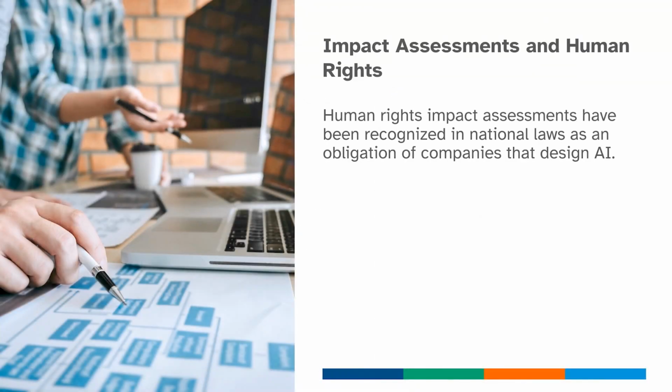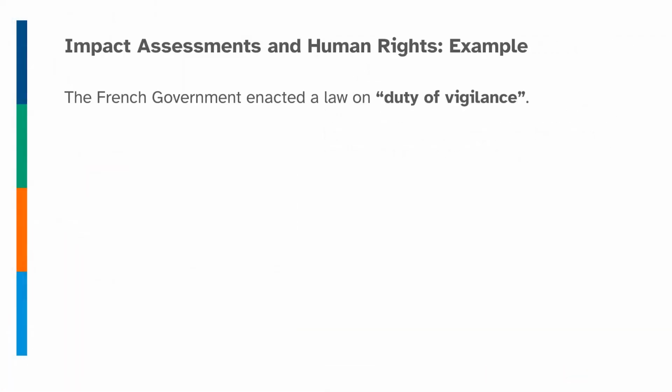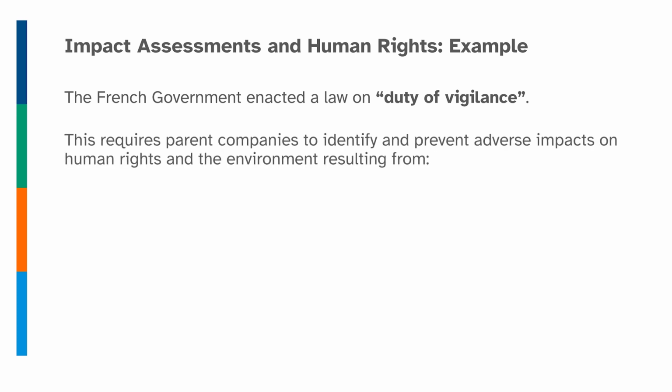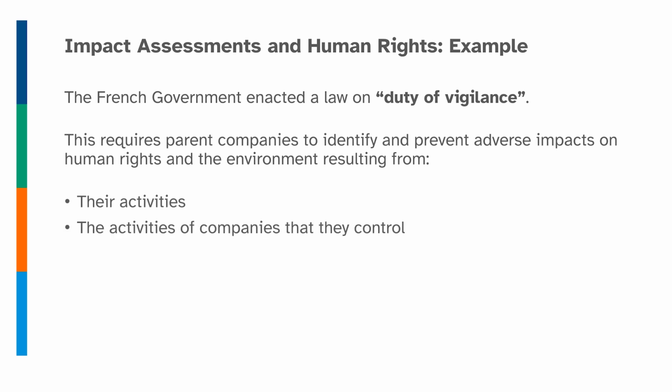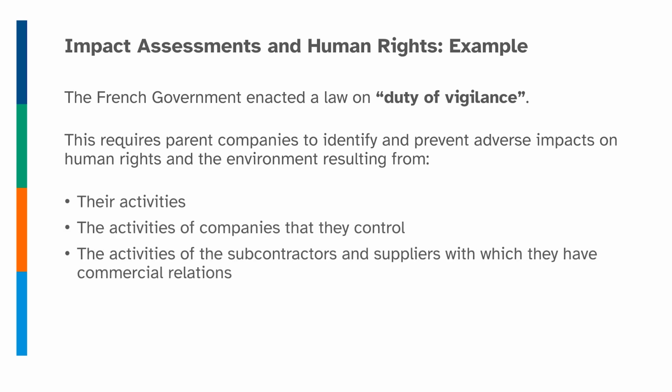Human rights impact assessments have also been recognized in national laws as an obligation of companies that design AI. For example, the French government enacted a law on duty of vigilance. This requires parent companies to identify and prevent adverse impacts on human rights and the environment resulting from their activities, the activities of companies that they control, the activities of the subcontractors and suppliers with which they have commercial relations.